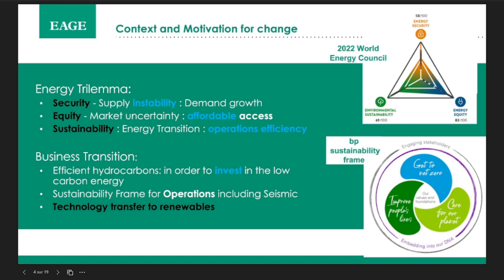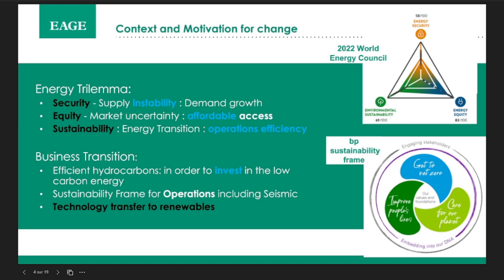And at BP, we're transitioning to low carbon energies. So we're producing resilient hydrocarbons to get to net zero, but 50% of our investment as a company, our capex investment every year, goes into low carbon energies and renewables. And we have a framework by which all our operations, including seismic, have to comply.